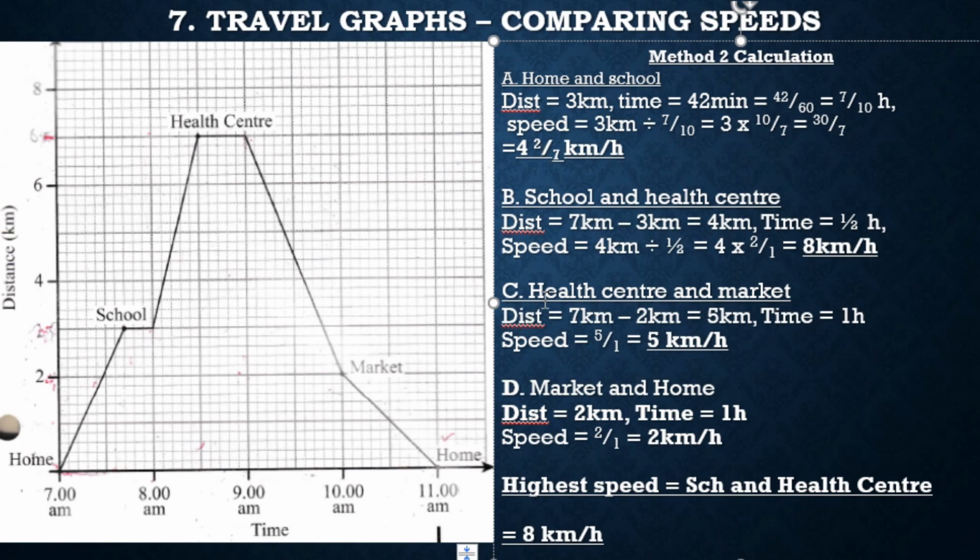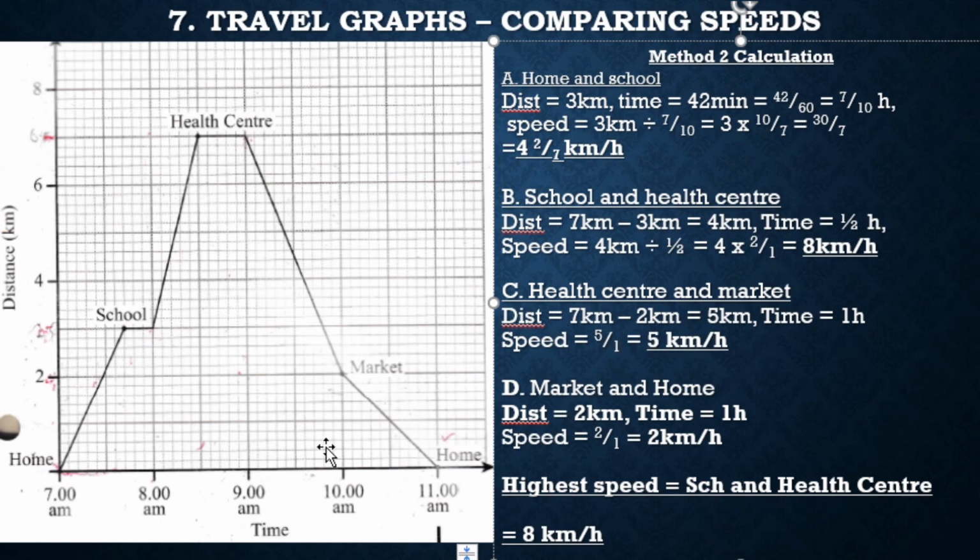We move to the third choice, health center and market. Health center is 9 a.m. and ends at 10 a.m. That's 1 hour. What about the distance? It starts at 7 kilometers and ends at 2 kilometers. 7 minus 2 is 5 kilometers. So we have the distance is 5 kilometers, the time is 1 hour. Easy to calculate the speed, which is distance over time, 5 over 1, which is 5 kilometers per hour.